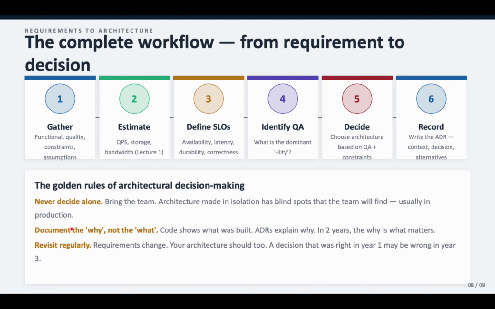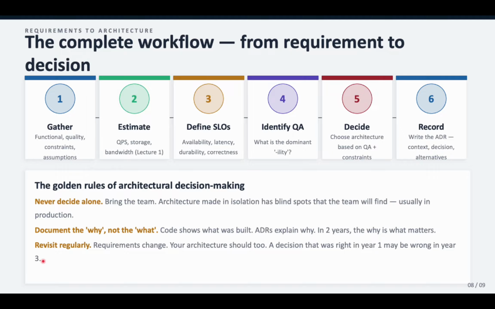And then we have document the why, not just the what, right? So in 2 years, nobody will remember why you chose Cassandra over Postgres. But if you wrote an ADR, it's right there, and the reasoning is preserved.